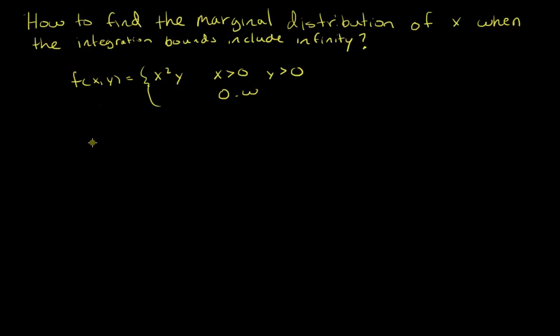In this video, I want to go through an example that was posted on the discussion board. It's a really great question about how to find a marginal distribution when the integration bounds include infinity. Okay, so this was the example that was given in the discussion board. However, there's a problem with this example. We can't find the marginal distribution when the original function is not a probability distribution function.